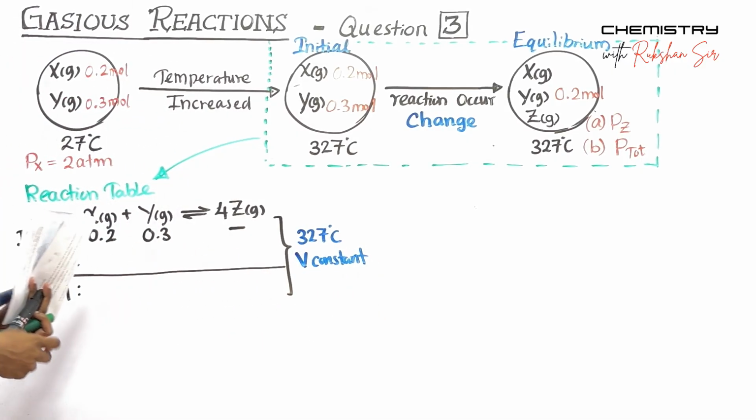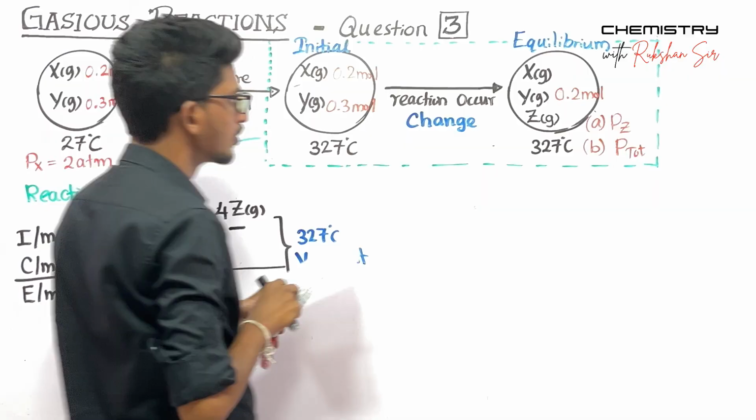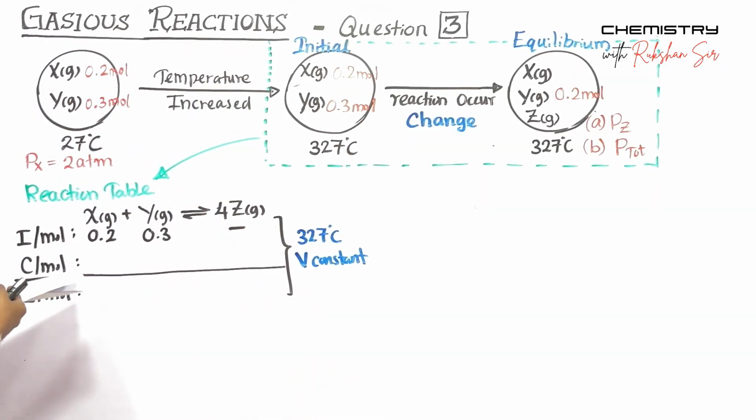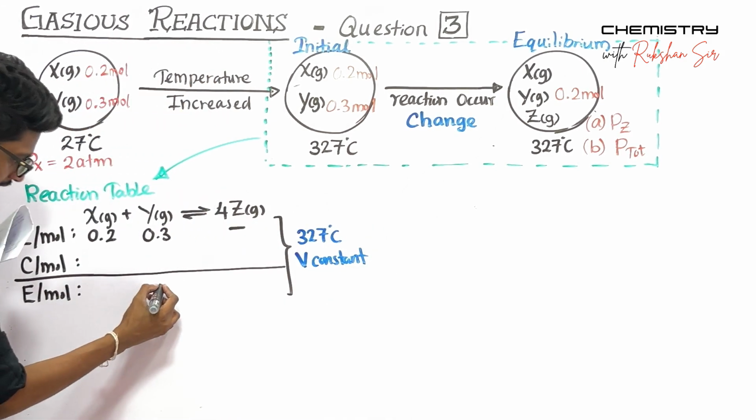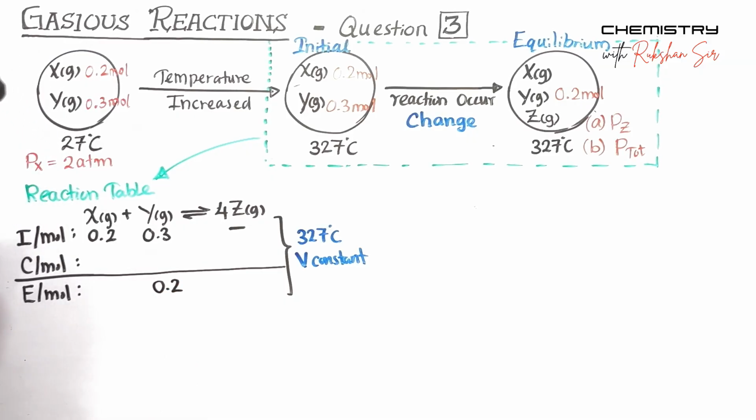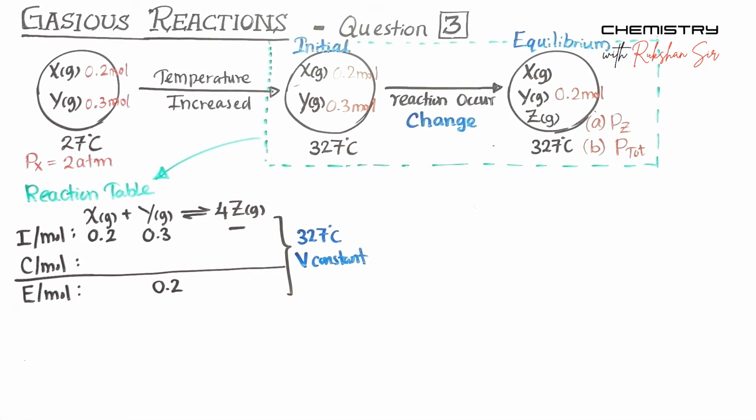Right, so what other data have they provided? They have provided that at the end 0.2 moles of Y is there. That was given. The remaining amount of Y was 0.2, right? That was given, so that value is here. 0.2 is the remaining amount. At the end of the process, the Y amount is 0.2. Let's try to complete this reaction table.